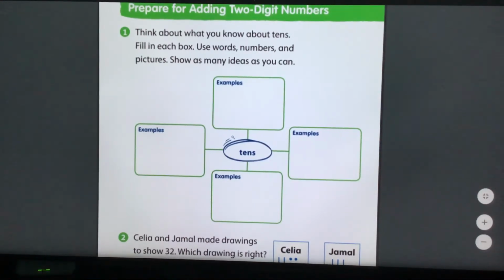So tens, we could put it in a few different ways. Is like 10 ones equals 1 ten. Tens is the same as 10 ones. So there's different ways that we could do that. I think the best way to explain it is to say 10 ones equals 1 ten.